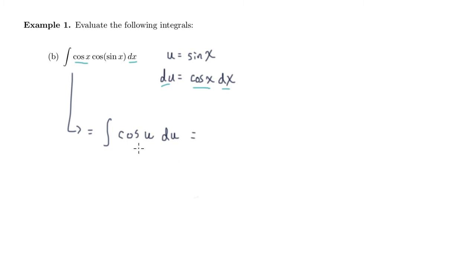So I just need an antiderivative of cosine u. But of course, an antiderivative of cosine u is just sine u. So this is just sine u plus c. But then if we plug back in what u is, which is sine x, we see that the antiderivative, or the indefinite integral, the most general antiderivative, is sine of sine x plus c. And that's how it goes.